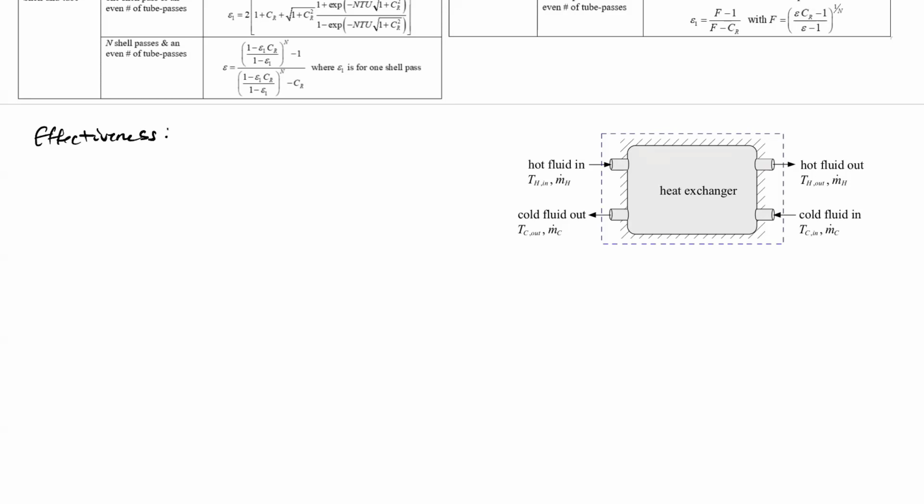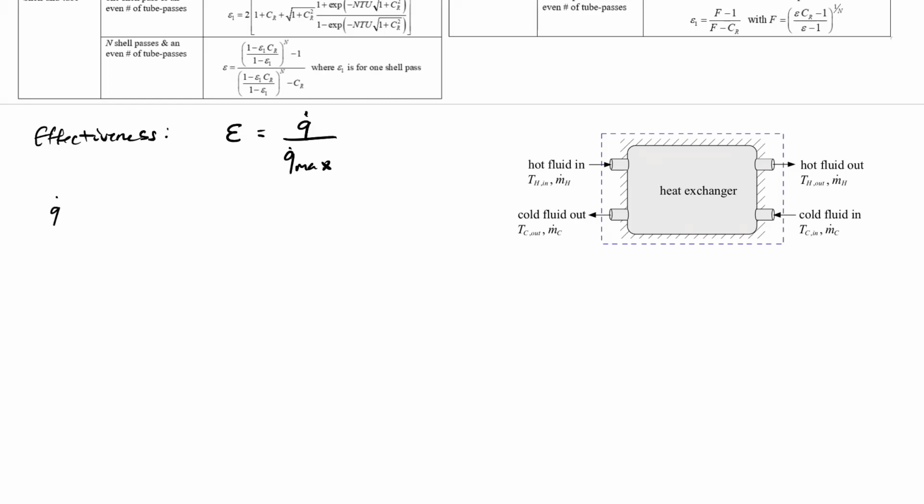So effectiveness, we give it the symbol epsilon. Effectiveness is, like I said, the actual heat transfer from one fluid to the other, Q dot, divided by Q dot max. And the maybe interesting question is, what is Q dot max? What's the maximum heat transfer you could have? Well, let's get to that in a second. So first, let's write these things out.